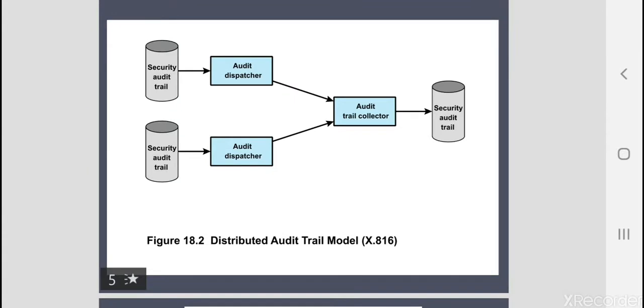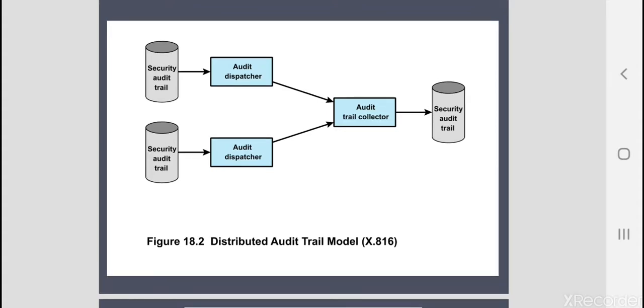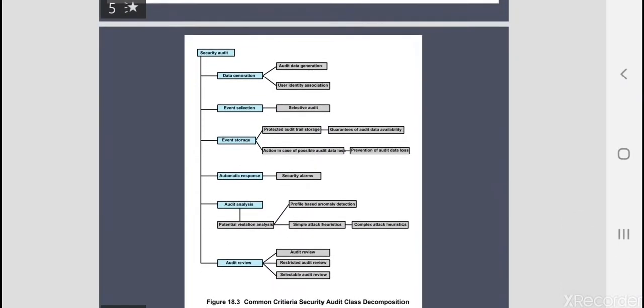The security audit log or trail can be a single centralized one, or it can be distributed as you can see here on this diagram. But even if it is distributed, there should be a way to aggregate what is collected from all distributed trails together in a single database or analyzer.